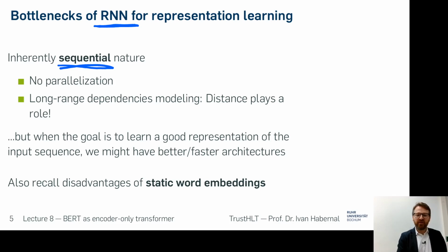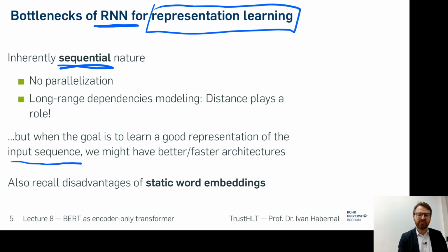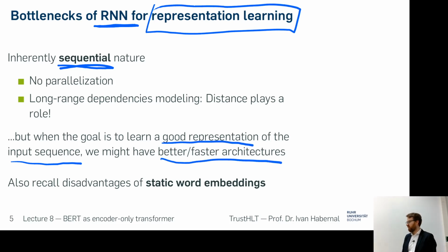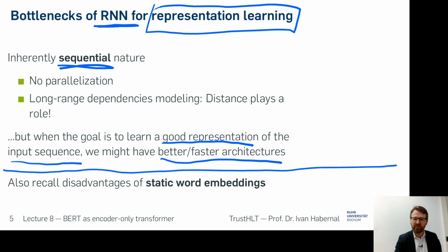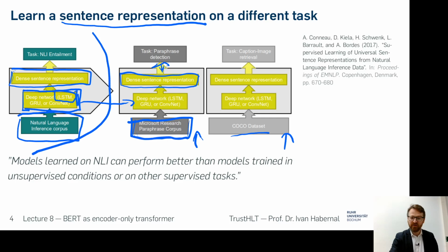But when the goal is to learn a good representation of the input sequence, we want to learn representation. So the goal is to learn a good representation of the sentence, and we might have better or faster architectures. RNN is great. It learns a representation of a sentence. It could be used, like here, for learning representation which can be transferred to other tasks, and it will give you gain. But it's slow.